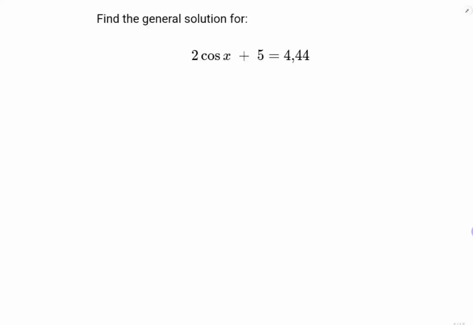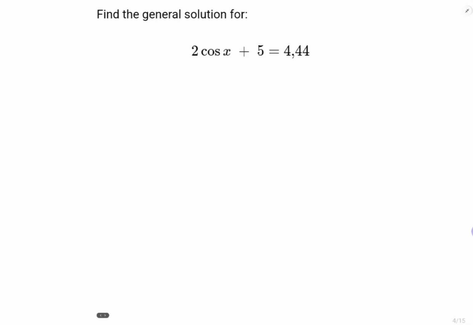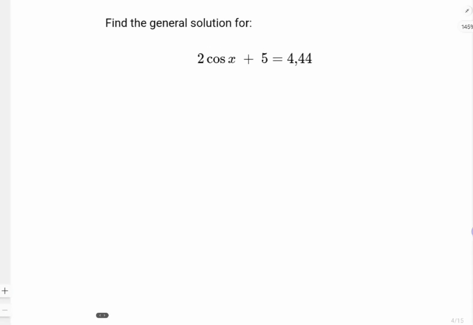Everyone, welcome to the age, and we're going to look at another question concerning general solutions. So here we are asked to get the general solution for 2 cos x plus 5 is equal to 4.44. Okay, so when we get general solutions, what we want to do is to isolate the trig ratio, and it must be a single trig ratio. So here we only have cos, so it's fine.